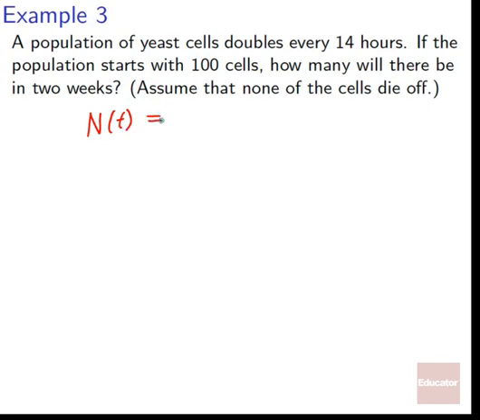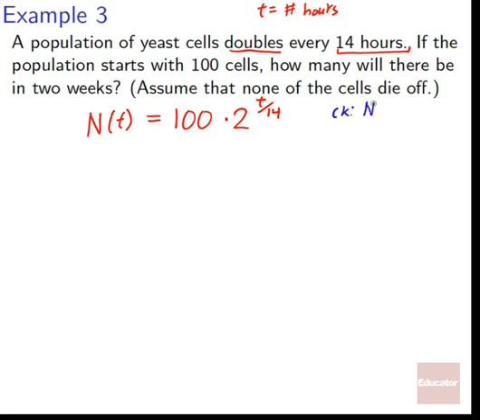So n of t is equal to, well, how many cells did we start with? We started out with 100 cells, and we were told that it doubles. So we're going to have some times 2, because we multiply by 2. How often does it do that? It does it every 14 hours. So if t equals number of hours, t divided by 14 will be how many times it's managed to double, right? After 14 hours, we've multiplied by 2 once. After 28 hours, we've doubled twice, right? We've got 2 times 2 at 28 hours. So let's do a quick check and make sure this is working out so far.